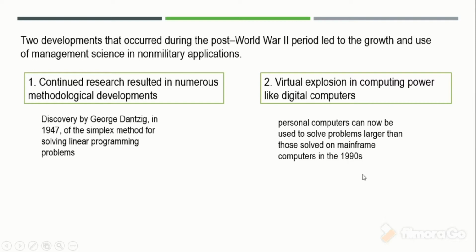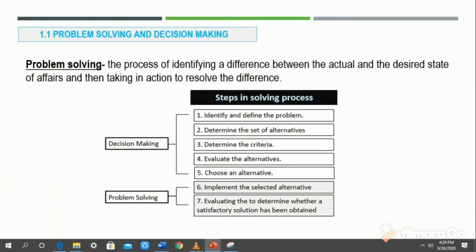An example of this is that personal computers can now be used to solve problems larger than those solved on mainframe computers in the 1990s. So, because of the method for solving linear programming problems by George Dantzig, it was discovered and then made into programs for digital computers, which also evolved and which we now use to make our lives easier, faster, and more convenient, especially in the making of decisions. Sorry, this is on problem solving and decision making.